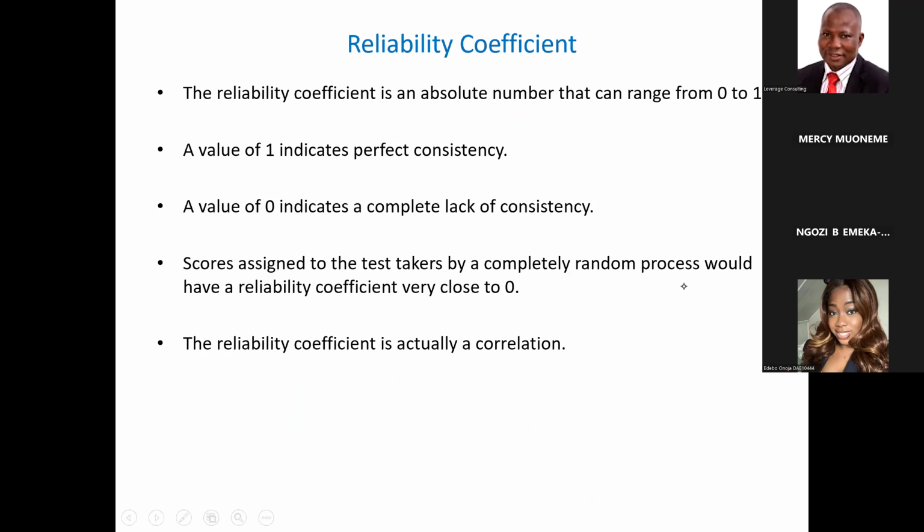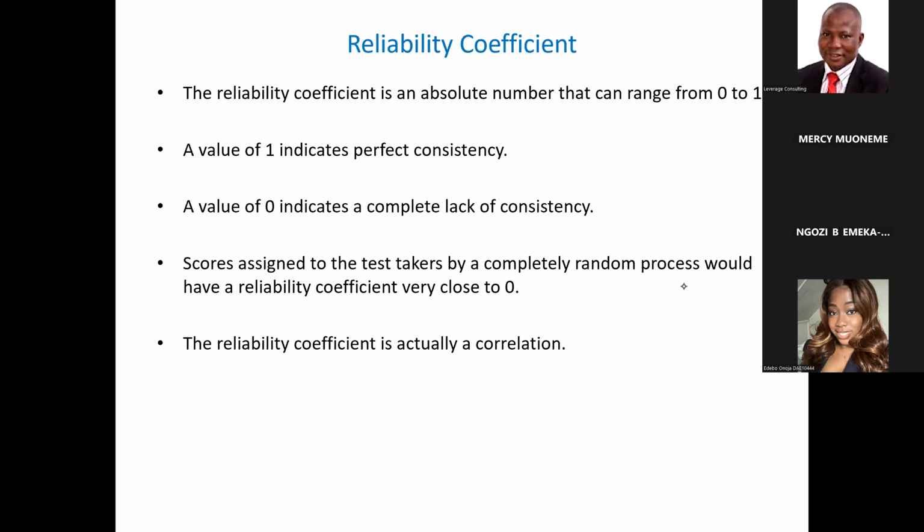Let's talk about the reliability coefficient. The reliability coefficient is an absolute number that can range from 0 to 1. What you are measuring is a score, a number, and you can talk about reliability. This one is actually correlation. The reliability coefficient is correlation. Correlation is from 0 to 1, but here we don't talk about whether it is negative or positive, it's just that value from 0 to 1. A value of 1 indicates perfect consistency. A value of 0 indicates a complete lack of consistency.